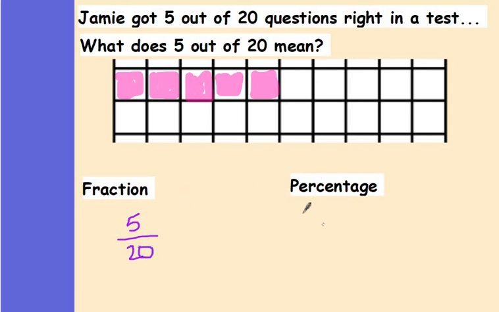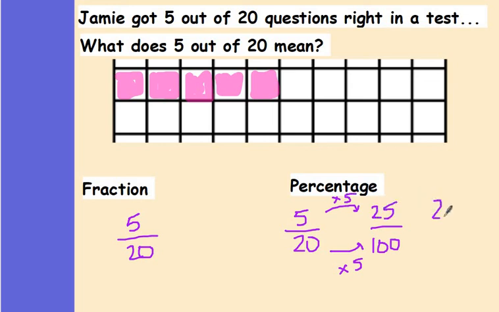We can convert that to a percentage by multiplying our top and bottom by 5 to give us something out of 100. So I've now got 25 out of 100, which is 25%, or as a decimal, if I divide that by 100, that's 0.25.